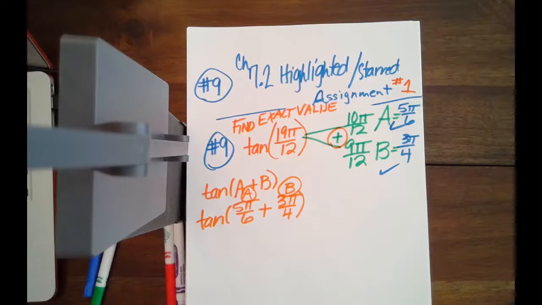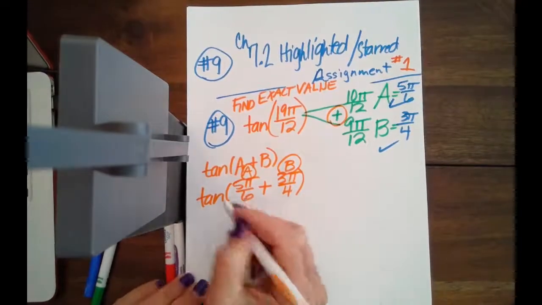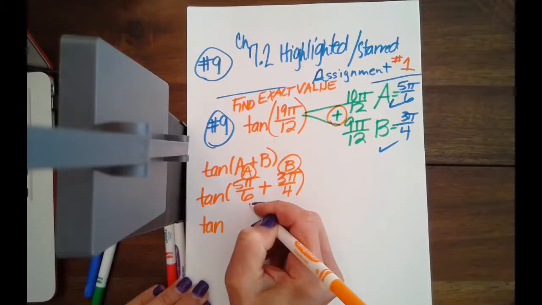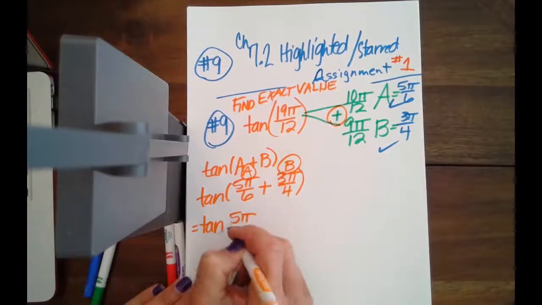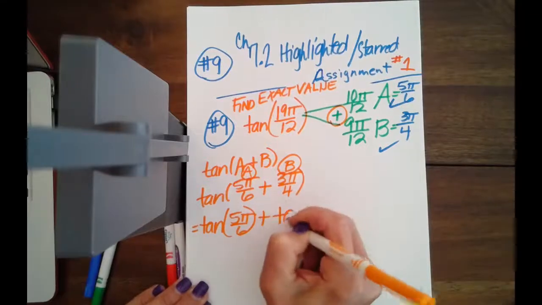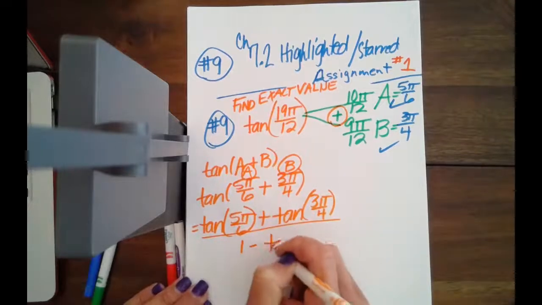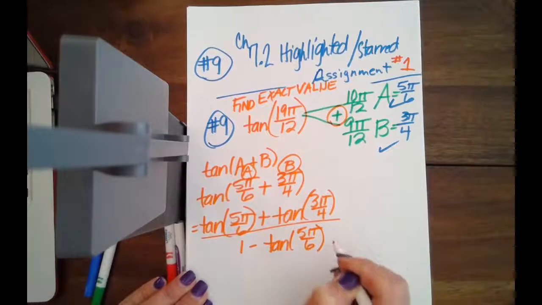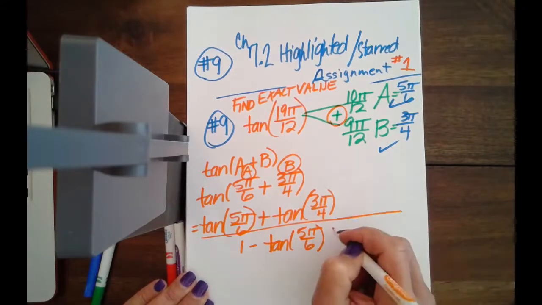Alright, so we go to our formula sheet for the, I don't have it in front of me, but you've got your formula sheet. So I'm going to go ahead and work this out. We're going to say the tangent of 5 pi over 6, right? I'm just going to put it in the tangent identity form. Tangent of 5 pi over 6 plus the tangent of 3 pi over 4, over 1 minus the tangent of 5 pi over 6 times tangent 3 pi over 4.